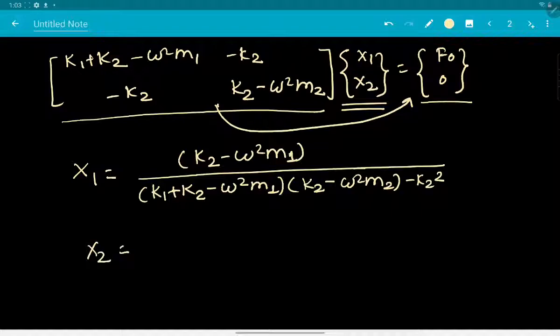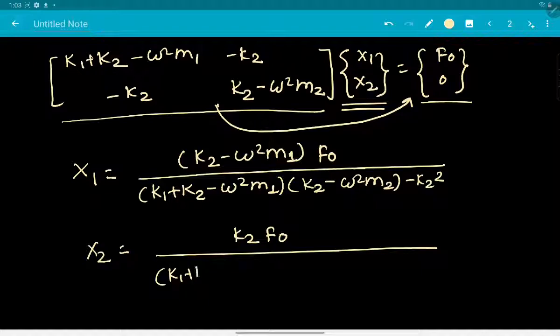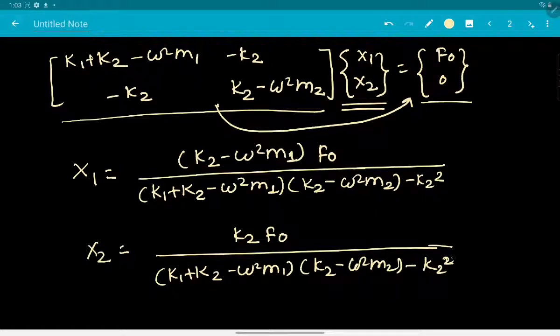x2 comes out to be equal to, obviously, f0 is over here, I have forgotten writing that f0. x2 comes out to be equal to k2 times f0 divided by k1 plus k2 minus omega square m1, times k2 minus omega square m2, minus k2 square. So this is what is x1 and this is what is x2. You will be able to find this out.